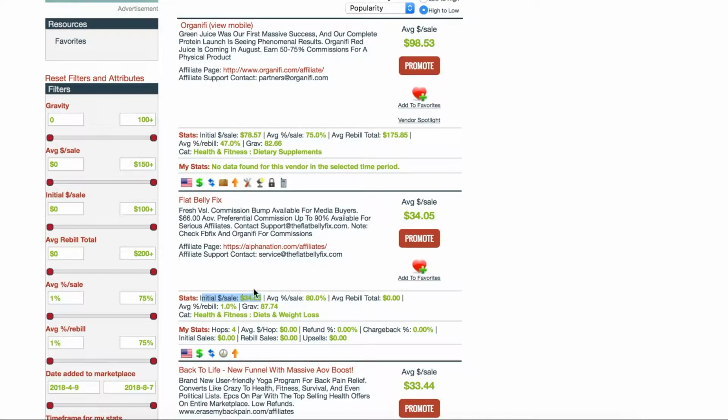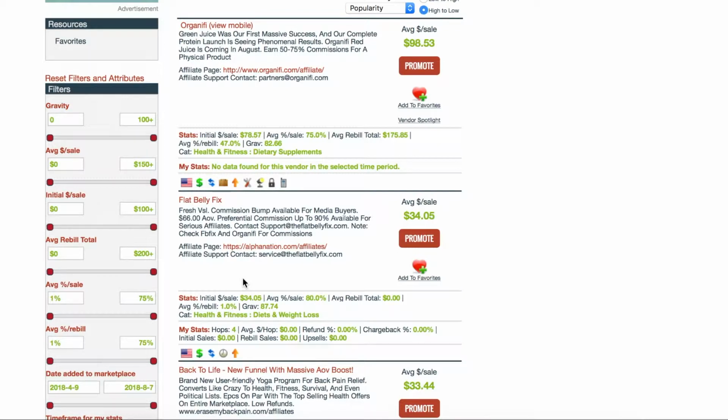The next thing we're going to be looking at is the initial dollar per sale. So this is going to represent the amount that you make to sell each particular product. So a good rule of thumb that I have is to look for a product that has $30 or more.